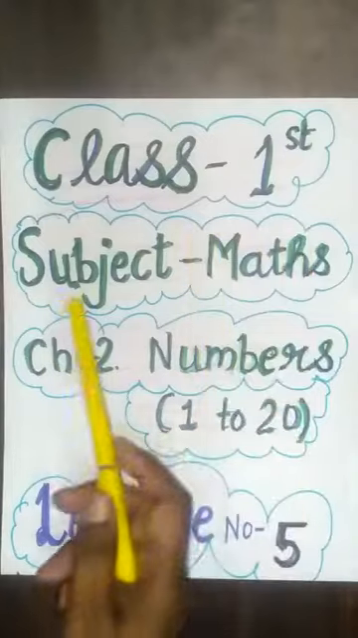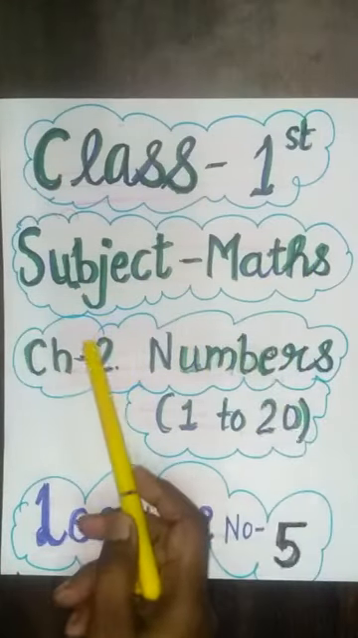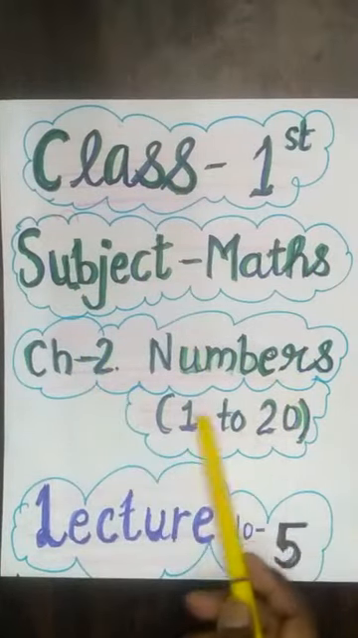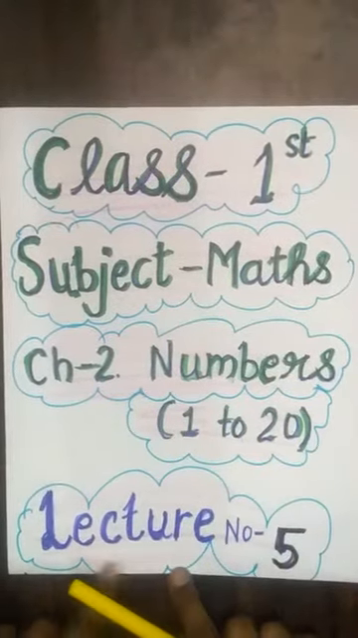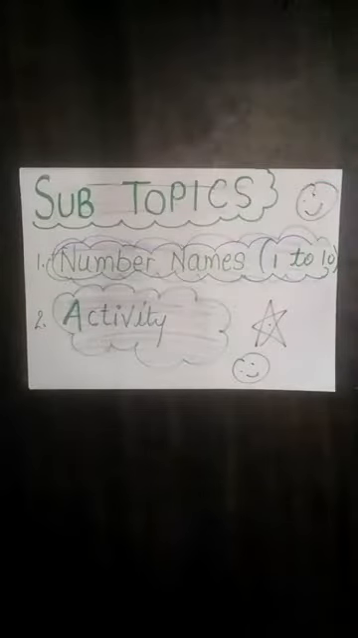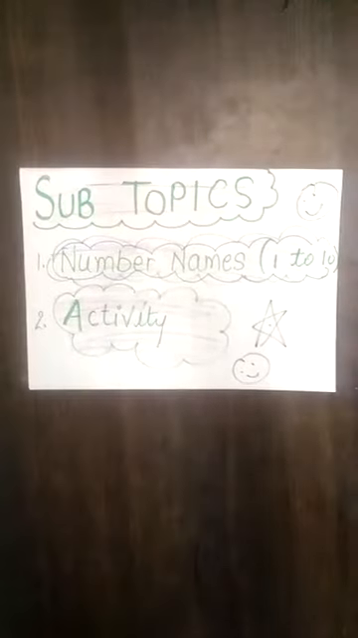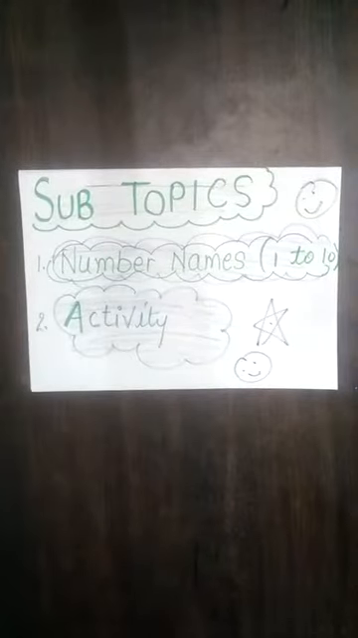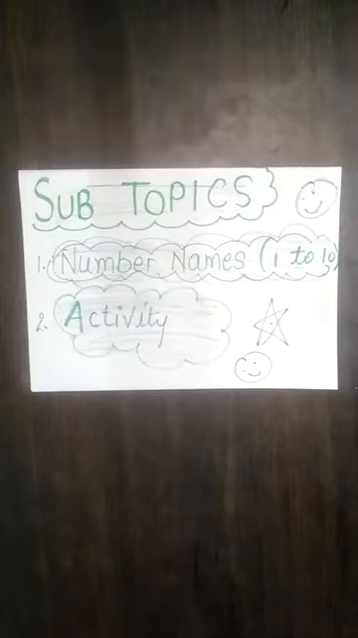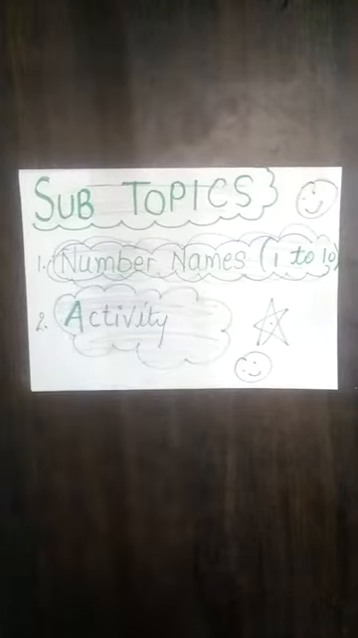Class first, subject maths, chapter 2, numbers 1 to 20, and it's our lecture number 5. In this video, we will cover two topics. First one, number names 1 to 10, and the second topic is activity. In activity, we will do the given work. In this book, the activity is to be referred as exercise.